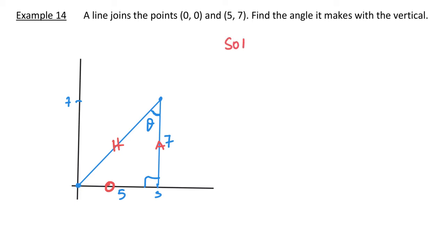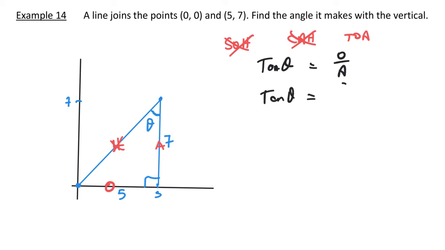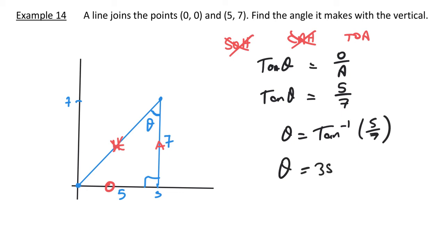We write out SOHCAHTOA. And we can see we don't need the hypotenuse, so we need to get rid of SO and get rid of CA. We're left with TOA. So TOA is the tan of theta, as the opposite over the adjacent. So tan theta is 5 over 7. Theta is tan to the minus 1 of 5 over 7. And theta is 35.54 degrees.